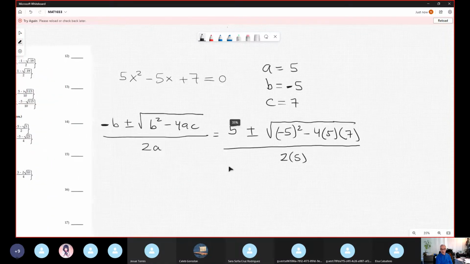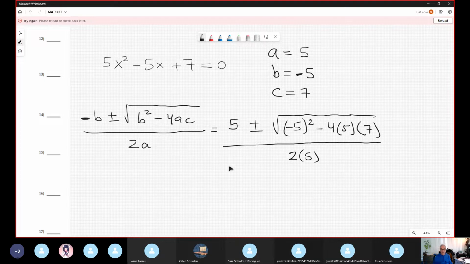Okay, so we focus on the solution and the computation of the quadratic formula. Always we do the part inside first. And the part inside: negative 5 squared is 25 positive. You know, when you have a negative number and you square it, negative 5 times negative 5 is positive. In the second part, 4 times 5 is 20, and 20 times 7 is 140. Minus 140. And now subtraction: 25 minus 140 is negative 115.